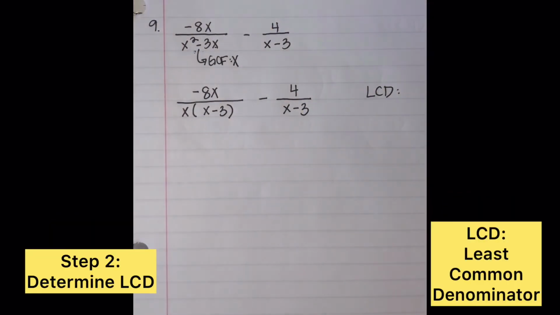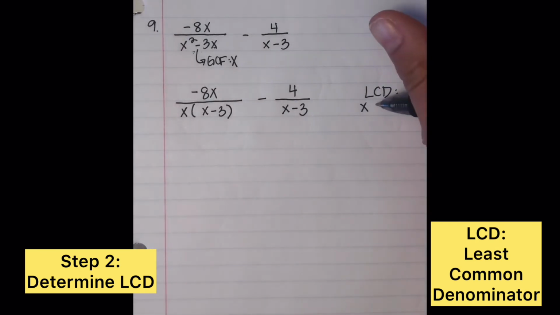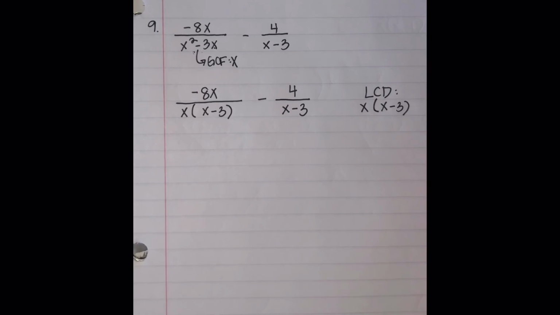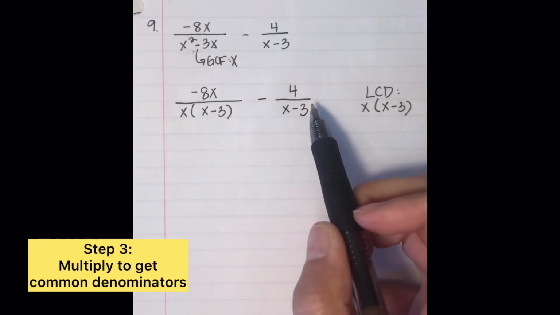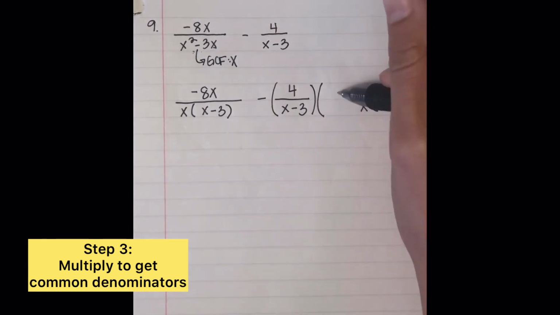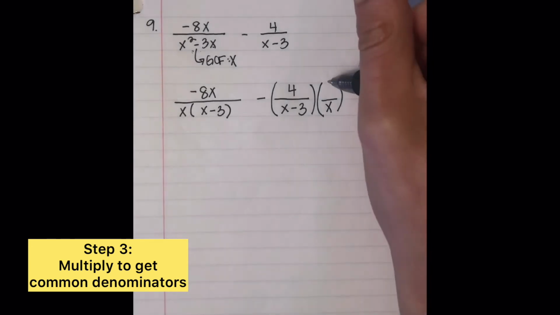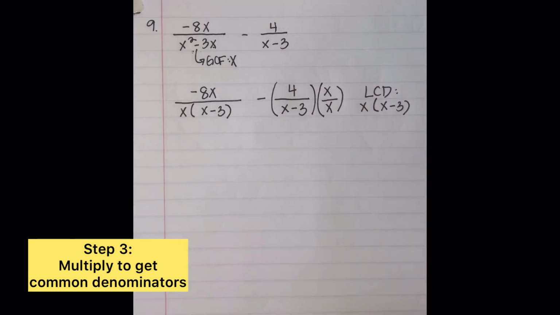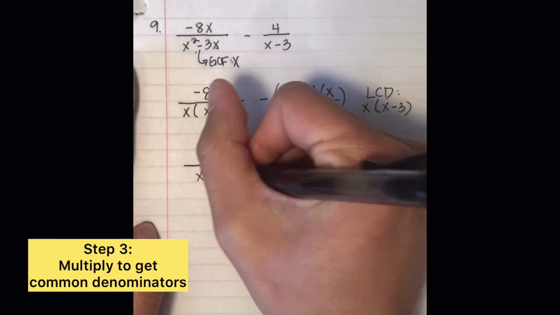Now the least common denominator is much easier to see. We've got x and x minus 3. This first fraction is good. It's got x minus 3. The second fraction has x minus 3, but it needs x. So I need to multiply by x. We can't just multiply the bottom, we also have to multiply by the top. So now we have a common denominator of x times x minus 3.